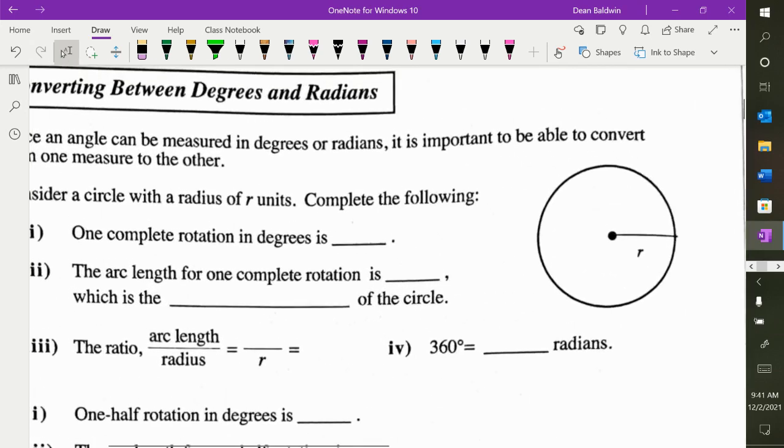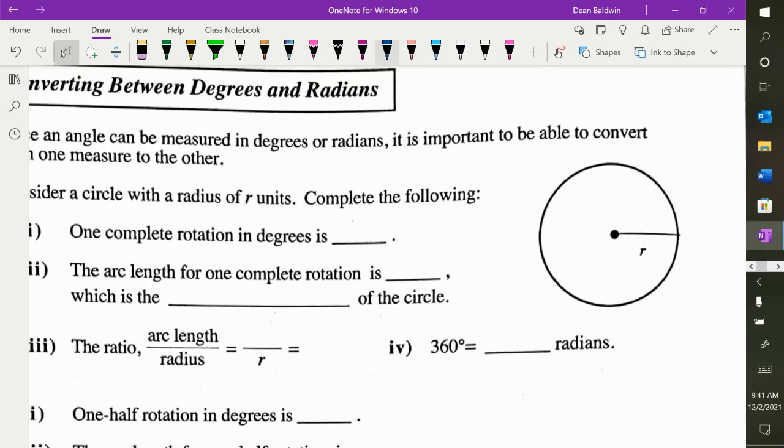Okay. All right, we're going to test your knowledge of circle geometry here. What is one complete rotation of a circle? How many degrees? See, you're experts. 360 degrees. The arc length for one complete rotation is, i.e., what is the distance around the outside of a circle? What do you call it? You call it the circumference, right? The distance all the way around the outside of a circle is called the circumference.